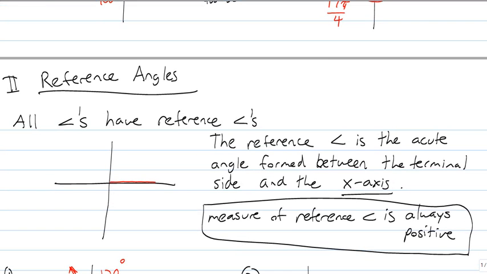Reference angles. Now, all angles have reference angles. Sometimes the angle itself is the reference. The reference angle is the acute angle. Well, it could go up to 90 actually. It could be a right angle as well. Formed between the terminal side and the x-axis.